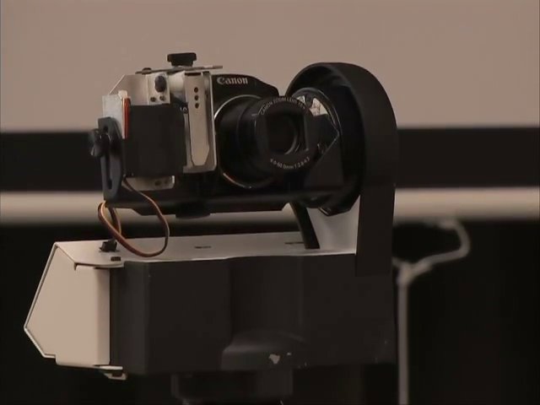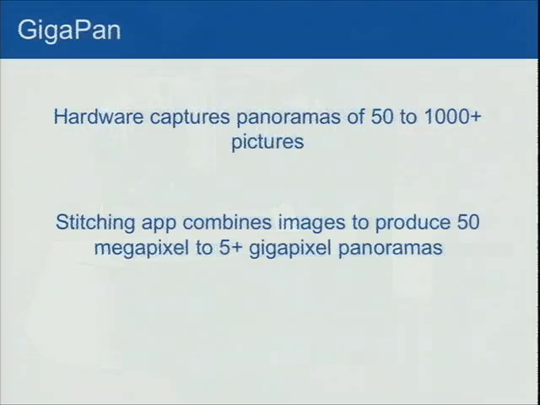So this device here can take panoramas typically between 50 and 1,000 images. It's theoretically possible to do a significant number more than 1,000, but we tend to lose patience around 1,000. That takes about 30 minutes or so. The stitching application can then go and combine all these images to produce very large panoramas. So the panorama you saw of Mars is about 50 megapixels. We can stitch with the stitcher anything from 50 megapixel on up to 5 gigapixels and beyond.